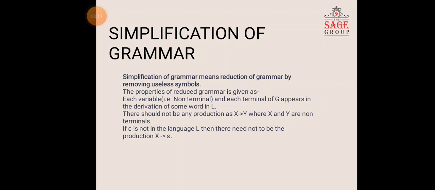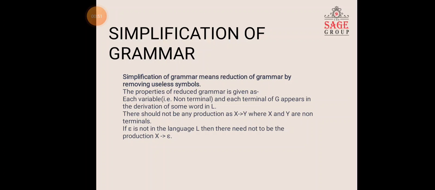So if we are talking about simplification of grammar, what exactly it means is reduction of grammar by removing useless symbols. What we need to do is simplify the grammar by removing useless symbols and useless terminologies used in the grammar. We can say that every variable or every terminal appearing in a grammar, if it is useless, then we need to remove it.